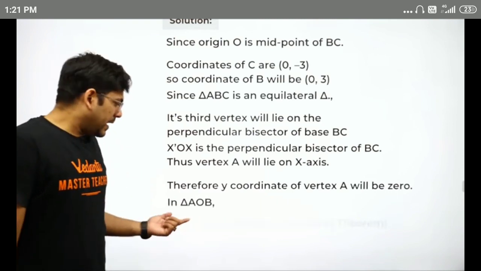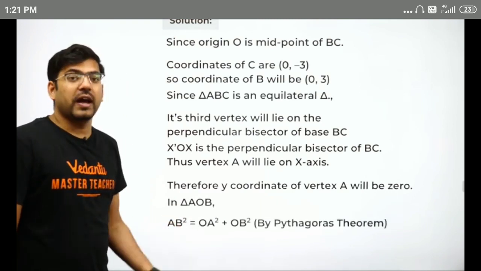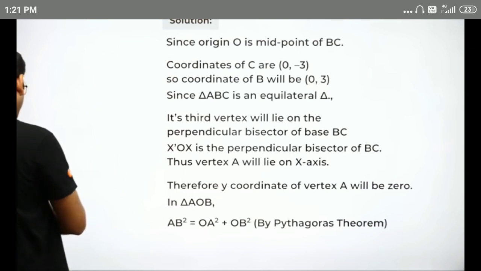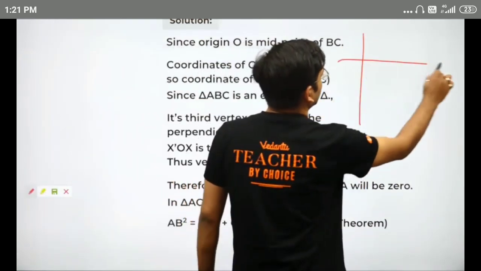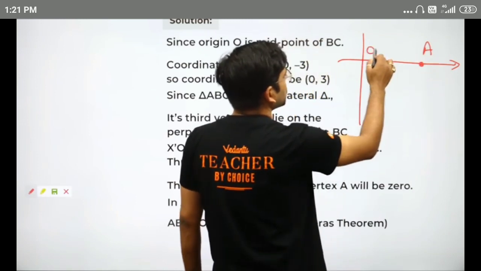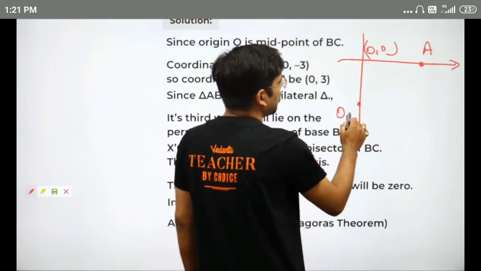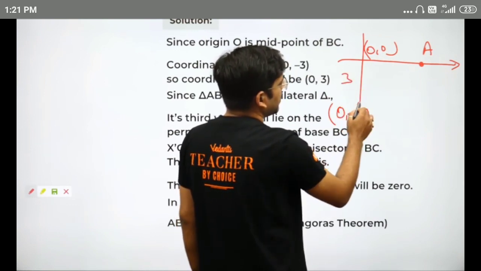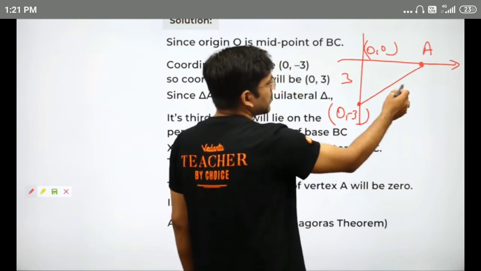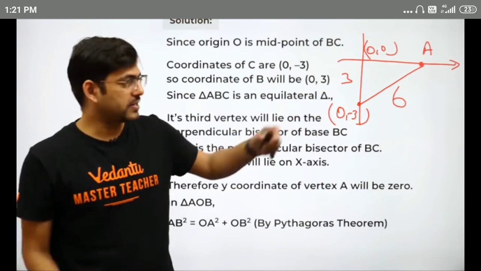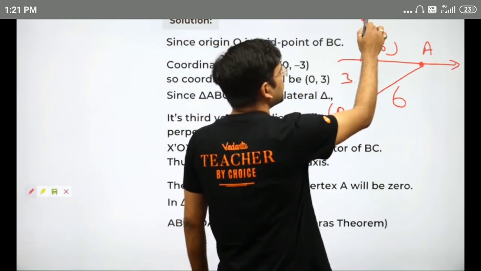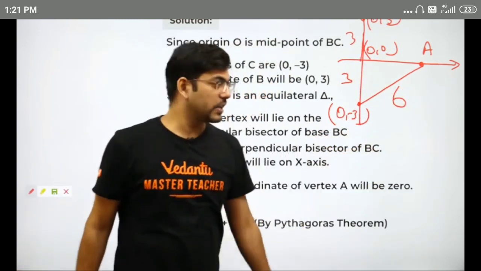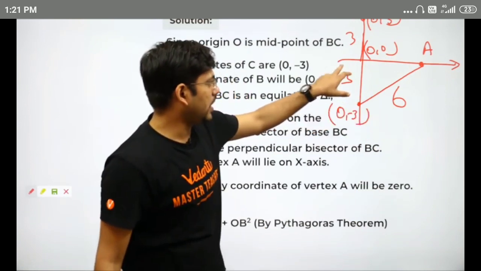So now in triangle AOB you can apply Pythagoras theorem. If you remember, I'll just show you. This was the coordinate plane, here was A, this was the origin, and this was nothing but (0, -3). So you have got this value as 3. You have got this value also because this is nothing but the side of the triangle. So that is 6. In the previous slide I had shown you that this will be (0,3). So this will be 3 and 3. This will be complete 6. So this side should also be 6. So now you can apply Pythagoras theorem here with 6 and 3, and then you will get OA.